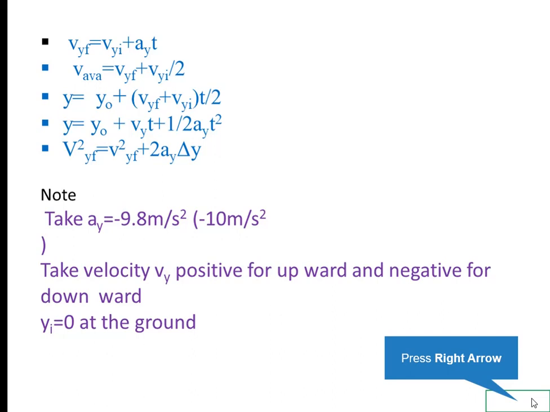These are the uniformly accelerated motion equations in the vertical direction. The velocity at any time, the average velocity, the displacement, all these equations are given. Note, the acceleration in the y is minus 9.8 meters per second squared because it is always negative. The way up is positive and the way down is negative, and take the initial displacement at the ground equals 0.